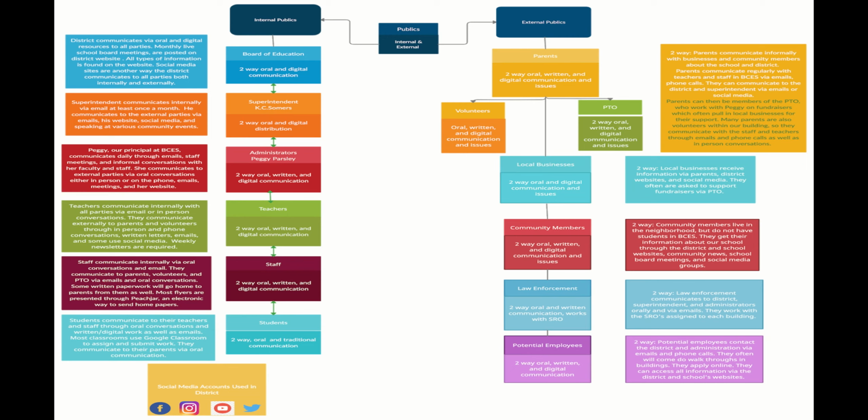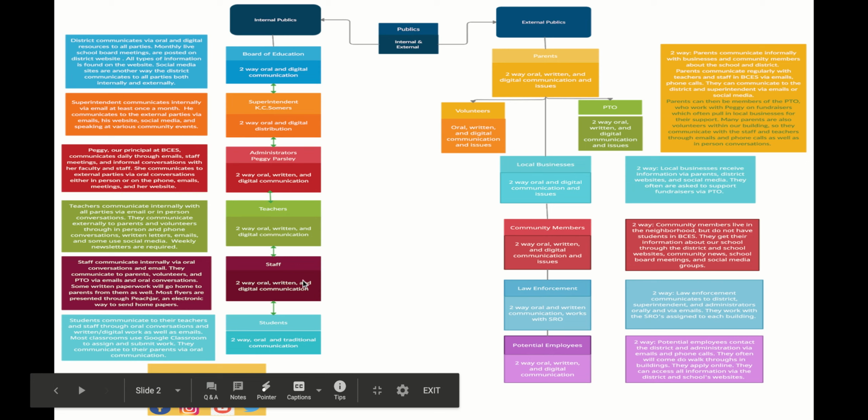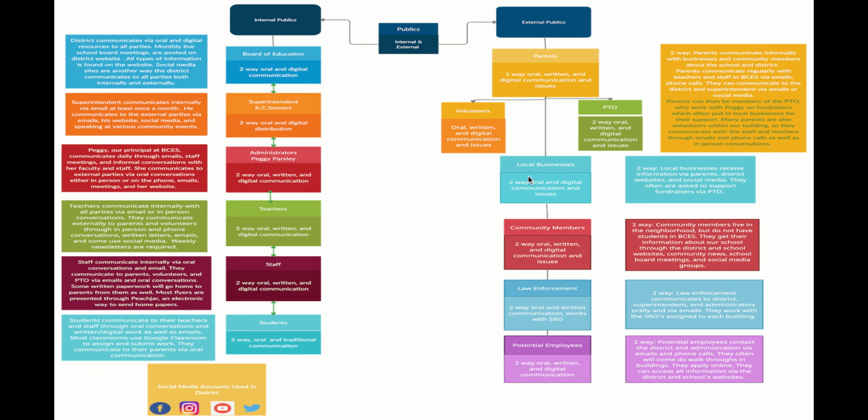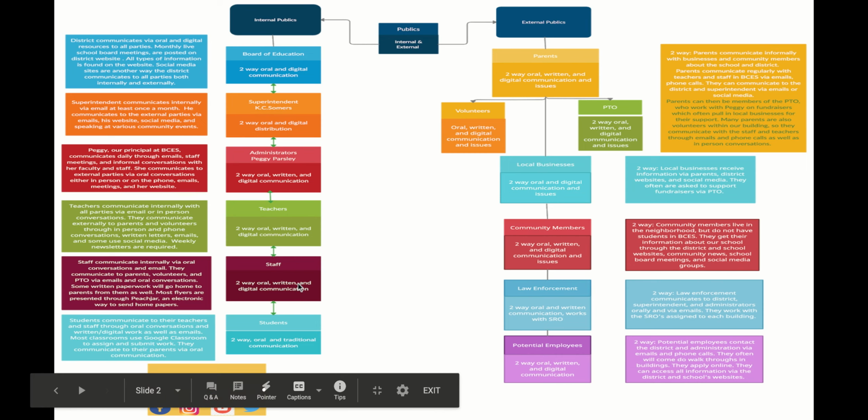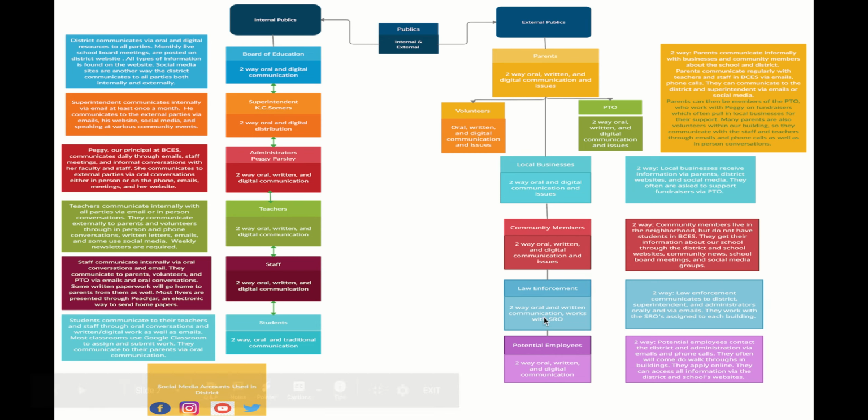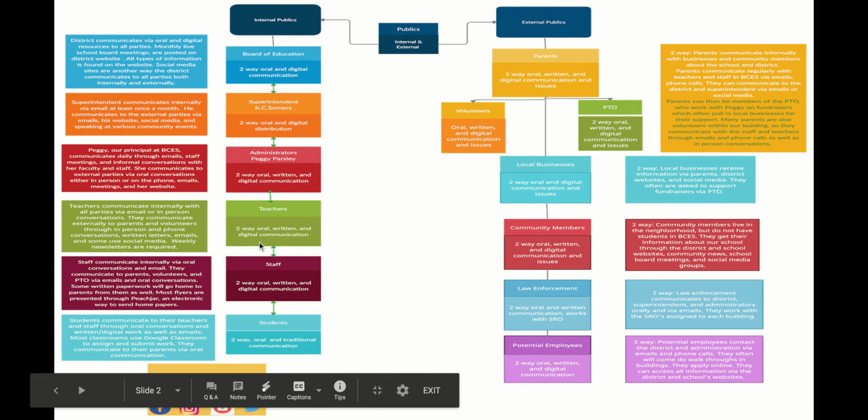Same with the staff. When I look at this, staff is oral conversations and email. Communicate with the parents, the volunteers, the PTO through emails and conversations when they come into the building. There's some written paperwork that will go home, but most of our flyers now are done through Peachjar, the electronic way to send home papers. So the staff really, it's two-way. They talk to the parents, volunteers, local businesses, community members, and things like that. And it's a two-way conversation between the external and the internal that happens.